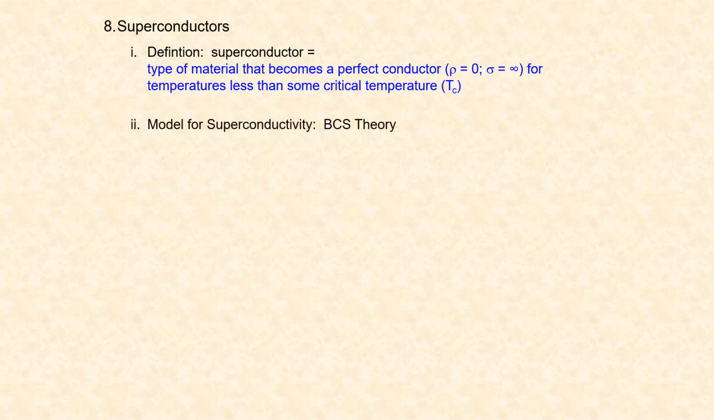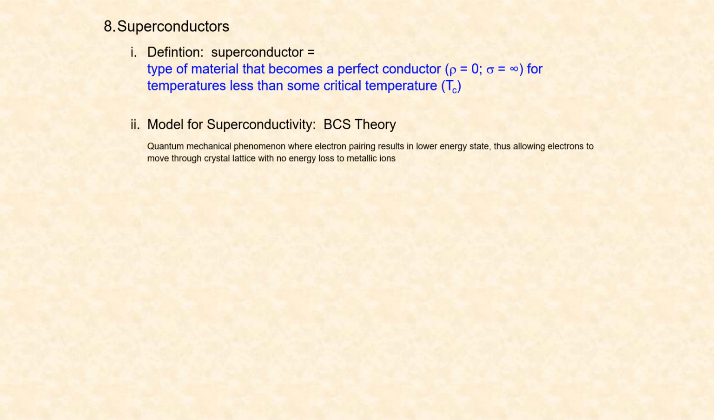Now, there was a model to explain superconductivity called BCS theory, named after the founders, Bardeen, Cooper, and Schrieffer. This model is a quantum mechanical model that involves electron pairing, which results in a lowering of the energy state of the system. And this lowering of the energy state allows electrons to move through the crystal lattice when they pair up. They call these Cooper pairs, with virtually no energy loss to the metallic ions, so virtually no resistance.